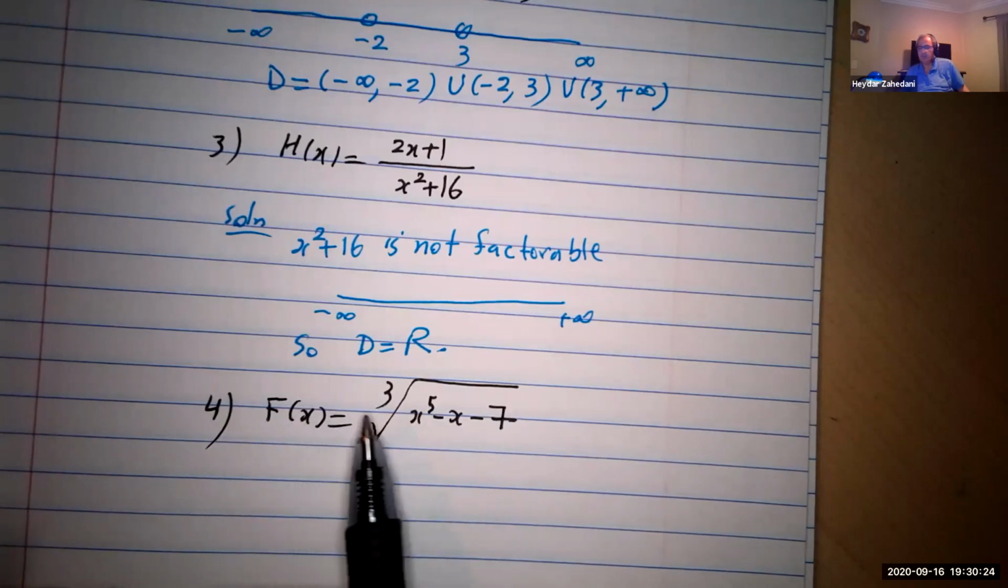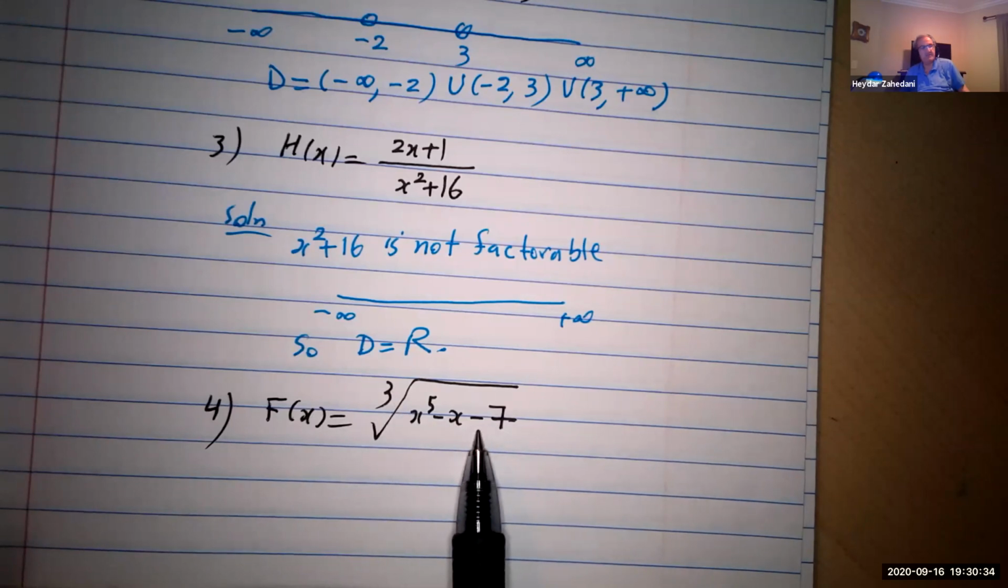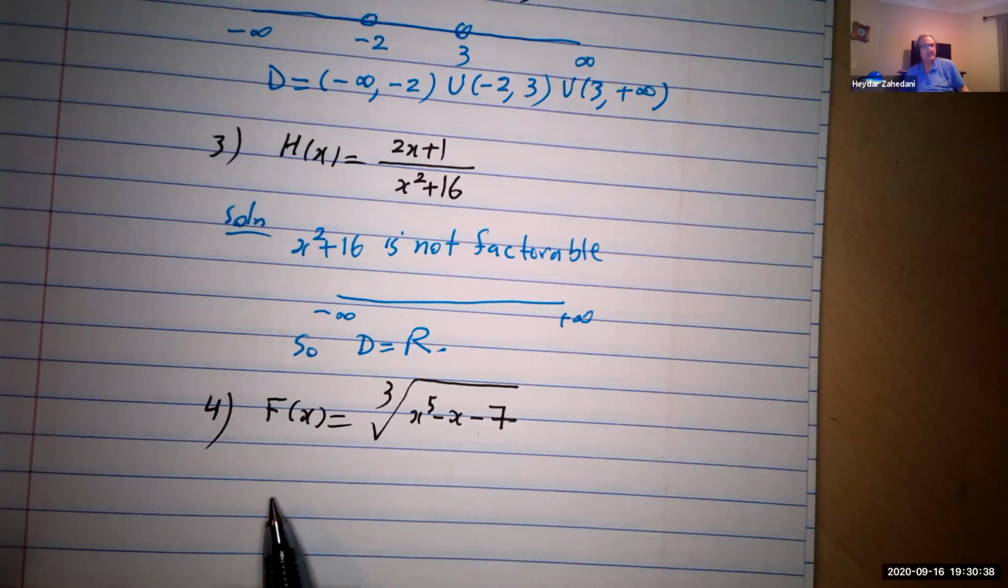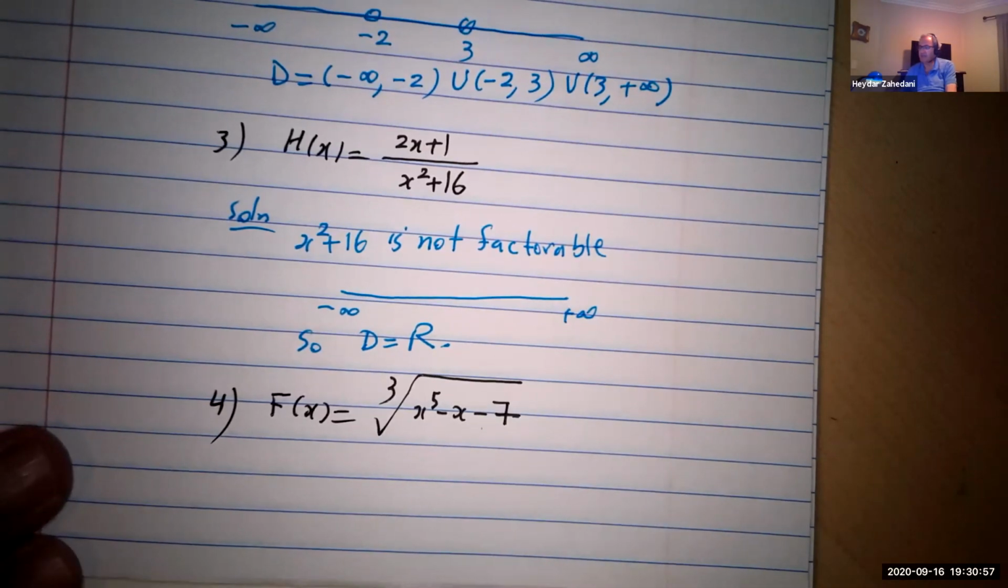To do that, you look at the index of the radical. The index of the radical is an odd number, 3. Since it's odd, you can have a positive number, a negative number, and 0. Cube root of 8 is positive 2. Cube root of negative 8 is negative 2. Cube root of 0 is 0. So this means this function is defined everywhere. That's the point about the radical function.